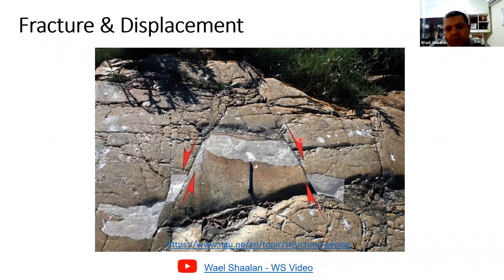The difference between fracture and fault is simply the displacement. Fractures are cracking, but without displacement. If we have this pegmatite vein, see the displacement between this and this, this is what we call faulting. So a fault is a fracture, but when we have a displacement in this fracture, we call it a fault. So a fault is a fracture associated with displacement.